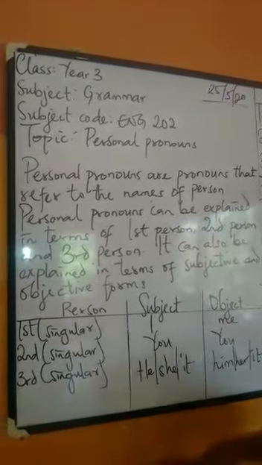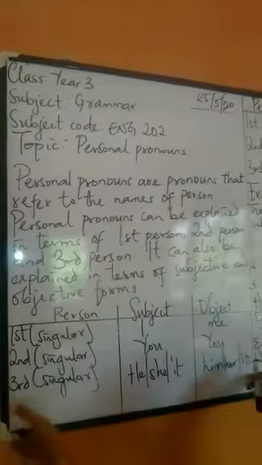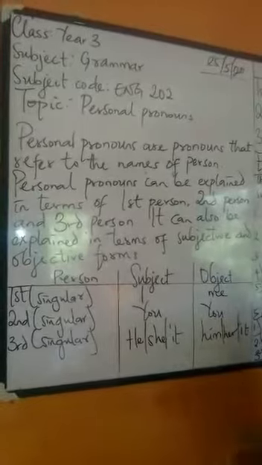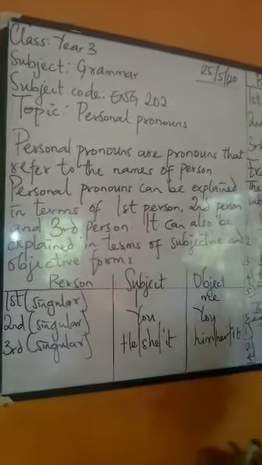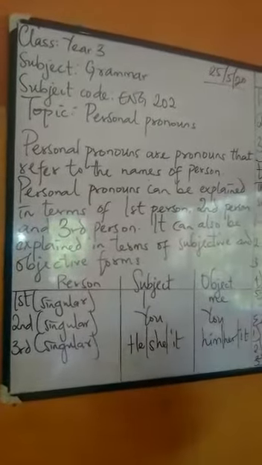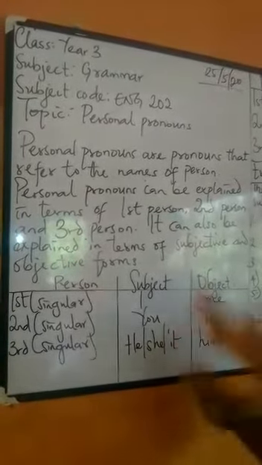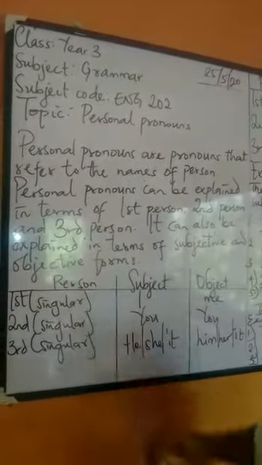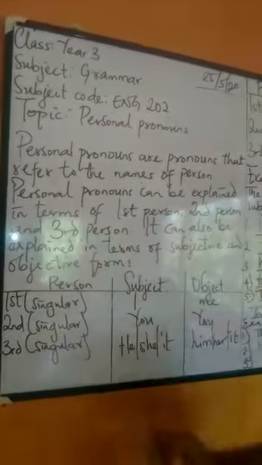I'm going to explain that using this table here. Remember that there are pronouns that refer to the names of persons. So these pronouns actually replace the name of a person. Now let's look at the first singular pronoun and its subject and object form.